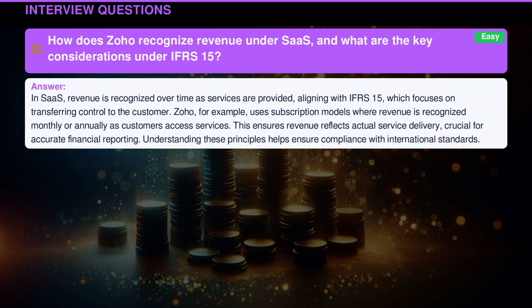In SaaS, revenue is recognized over time as services are provided, aligning with International Financial Reporting Standards 15, which focuses on transferring control to the customer. Zoho, for example, uses subscription models where revenue is recognized monthly or annually as customers access services. This ensures revenue reflects actual service delivery, crucial for accurate financial reporting. Understanding these principles helps ensure compliance with international standards.